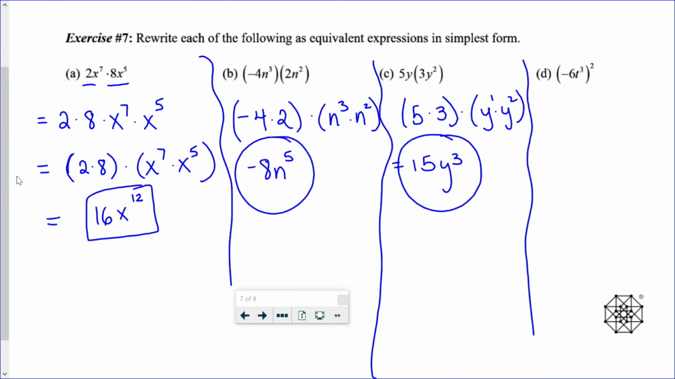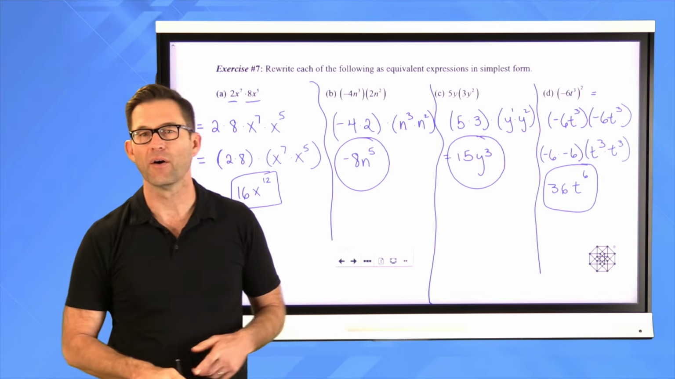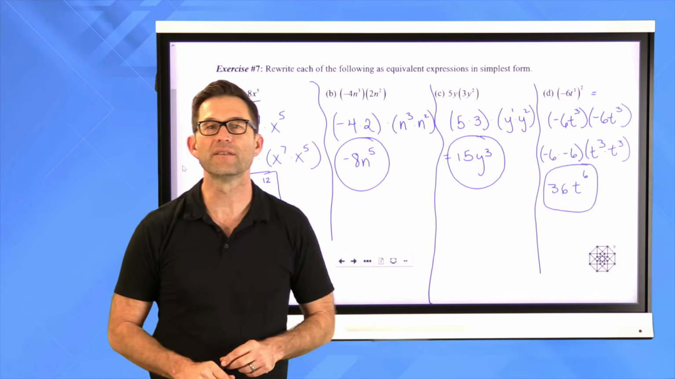And finally, in that last problem, I've got negative 6t cubed, squared. Well, the key here is to remember that this is just the same as negative 6t cubed times negative 6t cubed. That's what it means to square something. I can now group the negative 6 times negative 6 together. I can group the t cubed times t cubed together. Negative 6 times negative 6 is 36. T cubed times t cubed, watch that, is t to the 6th. Be so easy to say t to the 9th, wouldn't it? To be like, oh, I gotta square the 3 as well. But nope, 36t to the 6th, right?